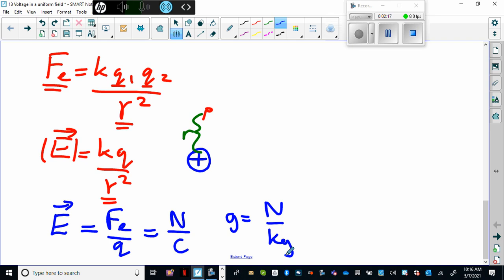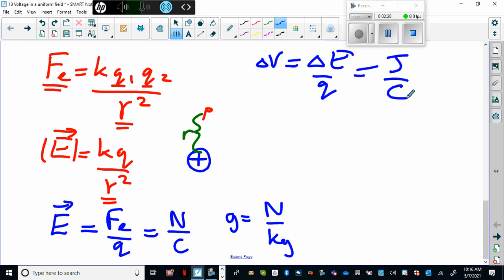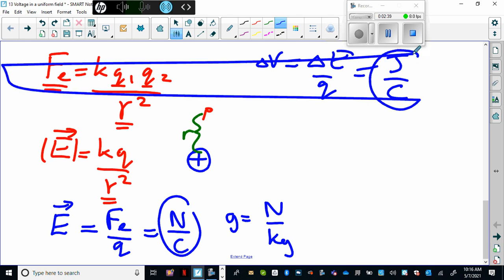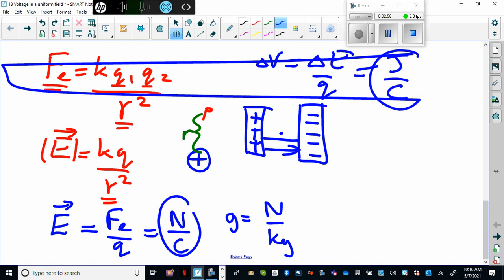And then the latest formula that we learned was related to voltage, and that is that the voltage equals the change in energy divided by the charge. And again, we'll review the units for that, joules per coulomb. Okay, so electric field strength is newtons per coulomb. This is joules per coulomb. And specifically, we did this for particles between parallel plates, because in a parallel plate, we have a uniform electric field.